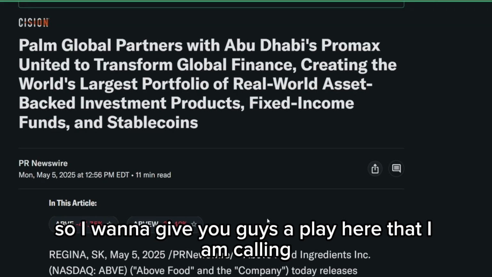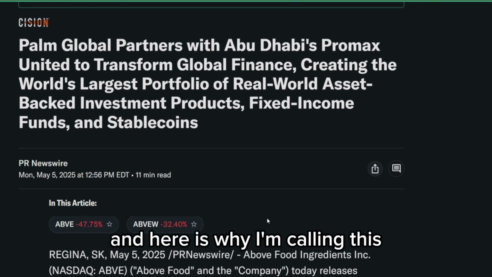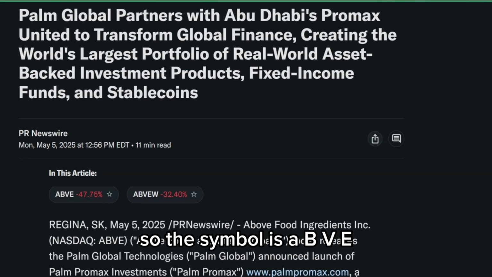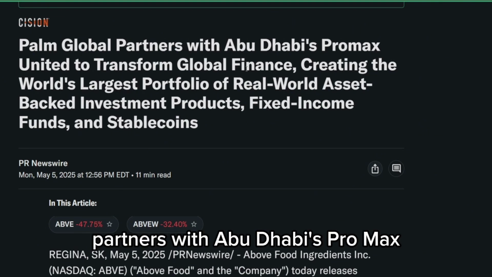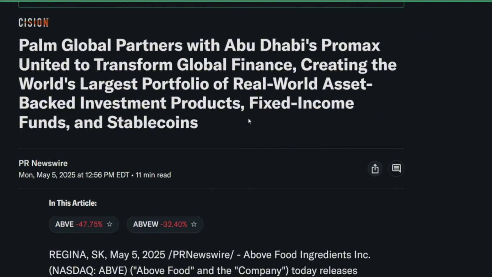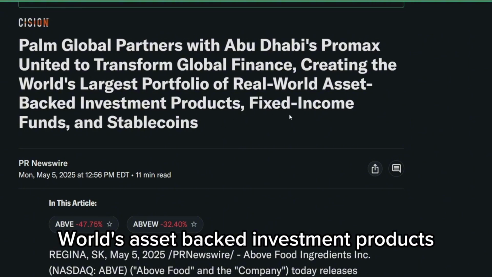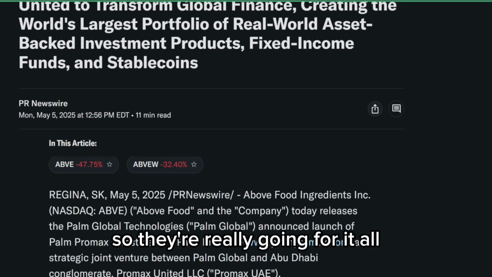I want to give you guys a play here that I am calling, and I did call for a swing trade here on the Discord, and here is why I'm calling this. So the symbol is ABVE. They just had news today that Palm Global partners with Abu Dhabi's Promax United to transform global finance, creating the world's largest portfolio of real-world asset-backed investment products, fixed income funds, and stablecoins. So they're really going for it all.